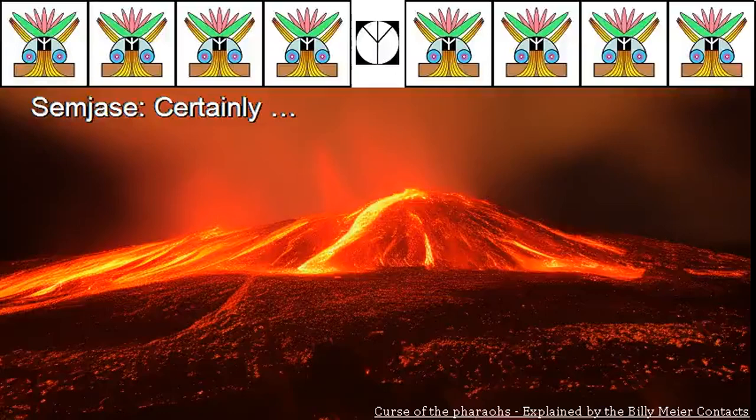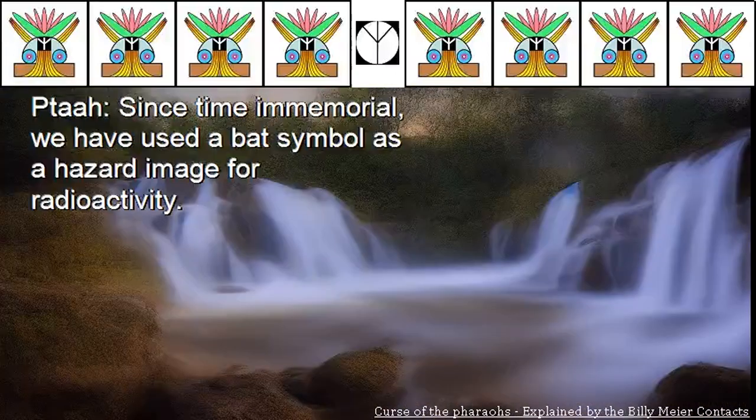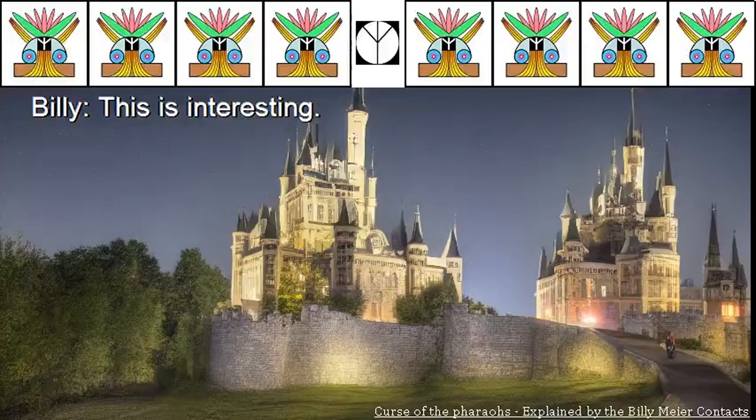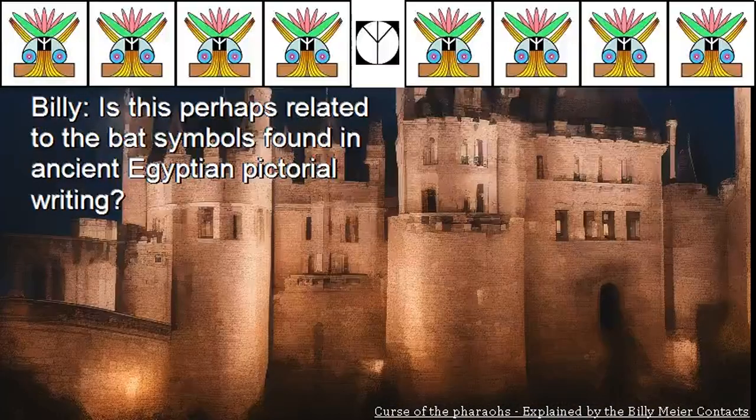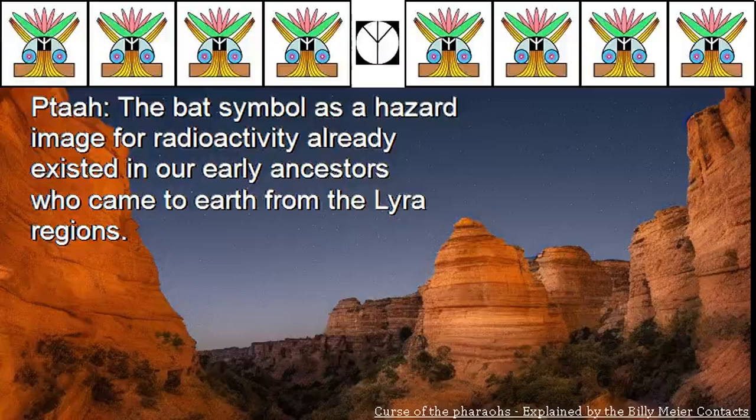Certainly. Contact Report 250. Since time immemorial, we have used a bat symbol as a hazard image for radioactivity. This is interesting. Is this perhaps related to the bat symbols found in ancient Egyptian pictorial writing? That's right. The bat symbol as a hazard image for radioactivity already existed in our early ancestors who came to Earth from the Lyra regions.